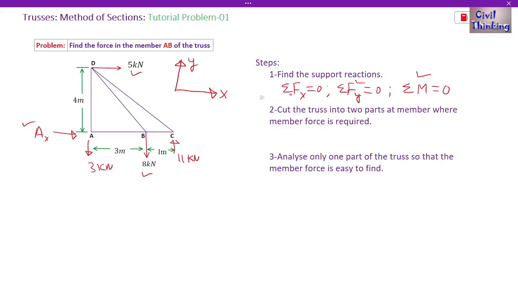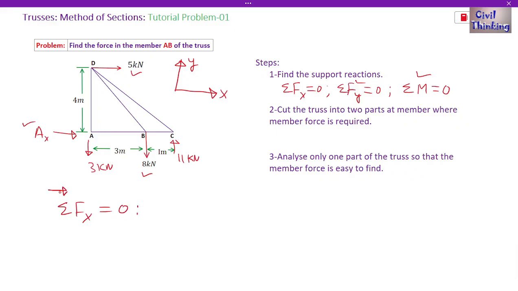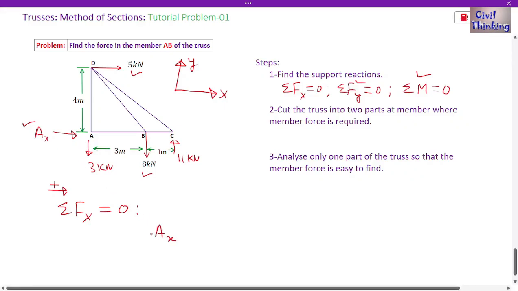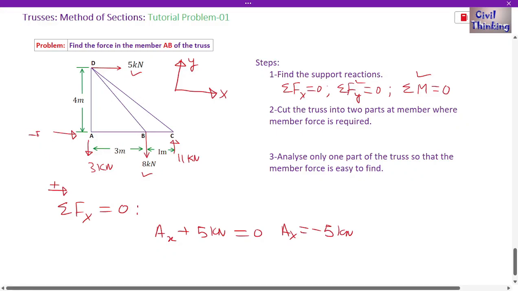Now let us apply this equation. Summation of forces in the x direction, x means the horizontal direction, is equal to 0. I am assuming forces to the right are positive and forces to the left are negative. Now let's find the forces in the x direction. Ax is towards right, so it is positive Ax. The 5 kilonewton is also towards right, so it is going to be plus 5 kilonewton. Do we have another force in the x direction? No, so it is equal to 0. So from here the value of Ax is negative 5 kilonewton. Let me write this negative 5 kilonewton here.